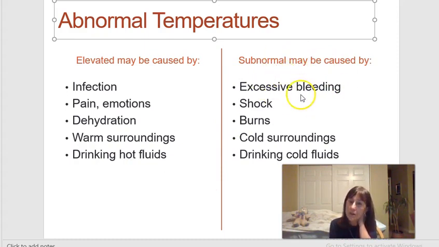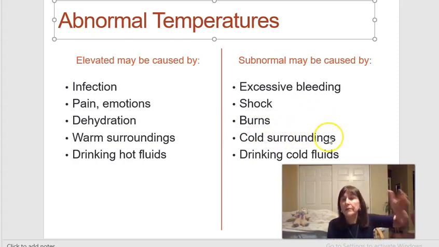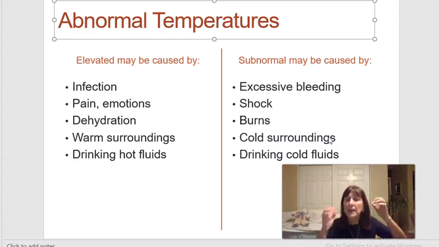What could cause temperatures to go down? If they're losing blood, if they're in a shocky condition, such as an allergic reaction to something, if they have areas of their bodies that are burned or skin is gone, and that helps retain temperature, so that could cause a lower temperature. And again, if they're cold, if they're getting hypothermic. People always think of ice cold, but here in San Diego, we have people living on the street, and when it's 32 and 34, they could get hypothermic. And then drinking cold fluids.